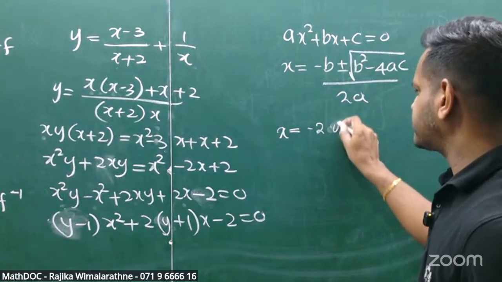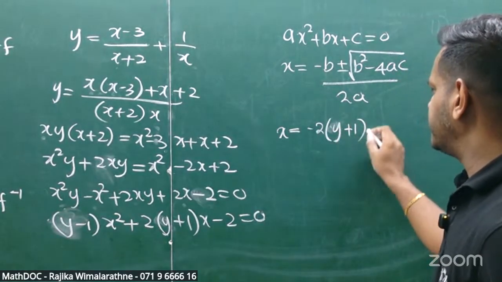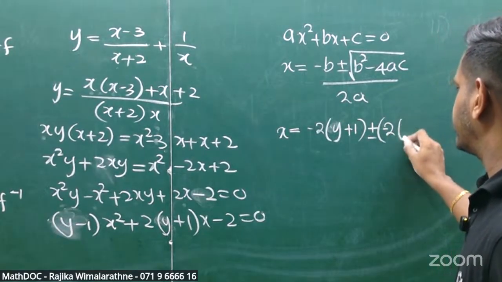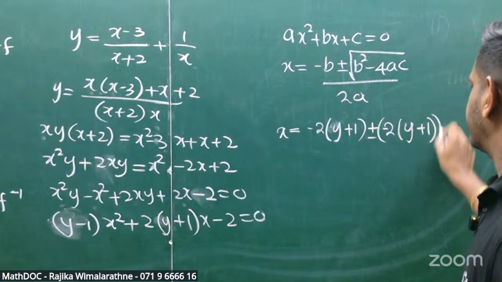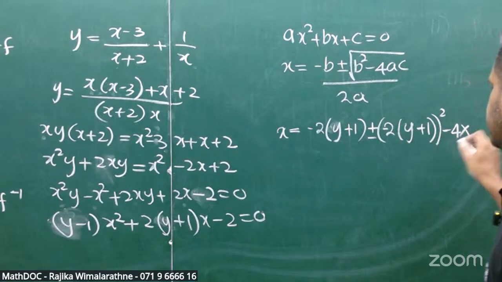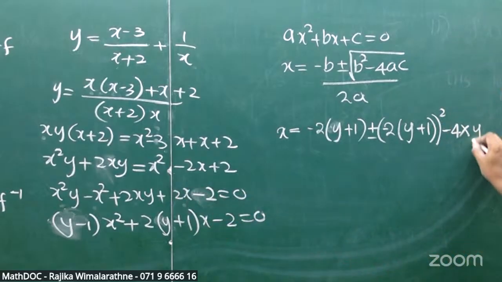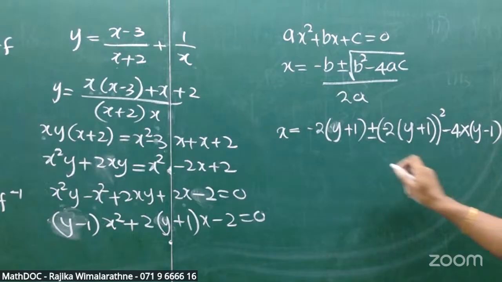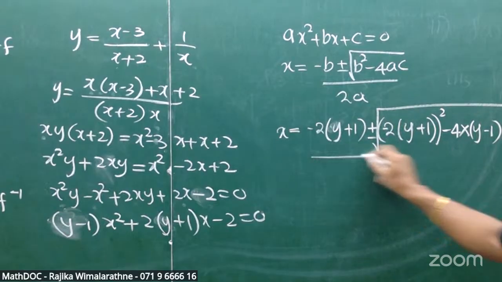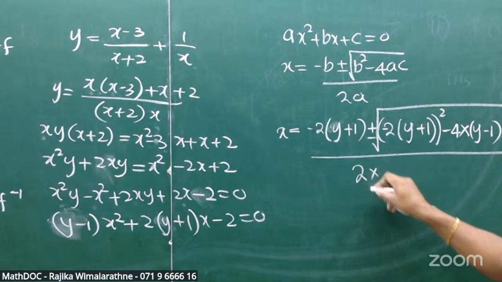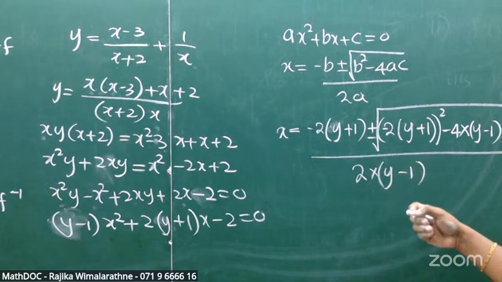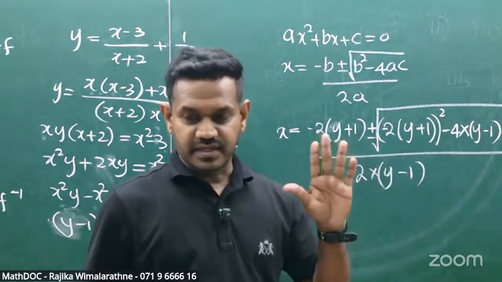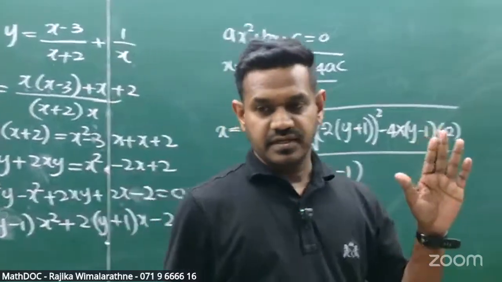2y plus 1, minus b plus or minus b squared minus 4ac, where a means y minus 1, c means minus 2, root, divided by 2a. Now y is subjected. Sorry, x is subjected.